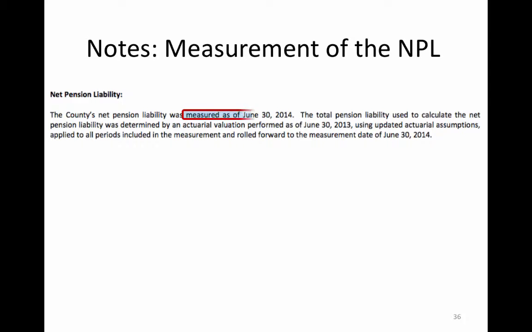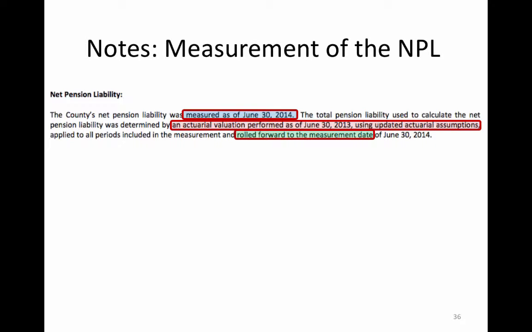You will see a disclosure about what the measurement date was, as well as the date of the actuarial evaluation, and if they used updating or roll forward procedures to capture things that occurred between the actuarial evaluation and the measurement date, they will tell you that they did that as well.